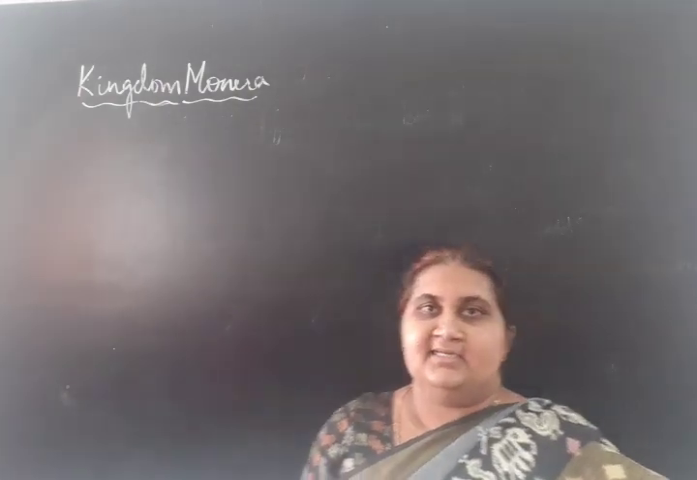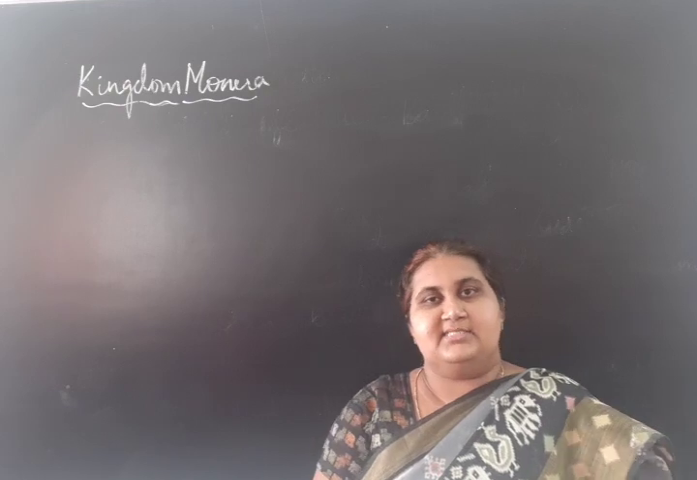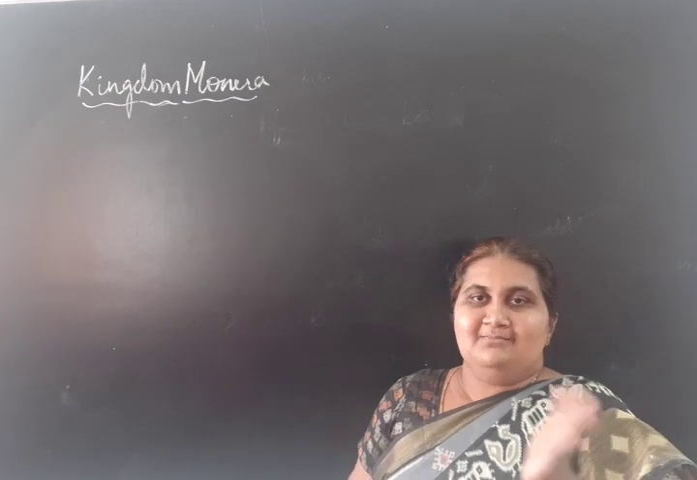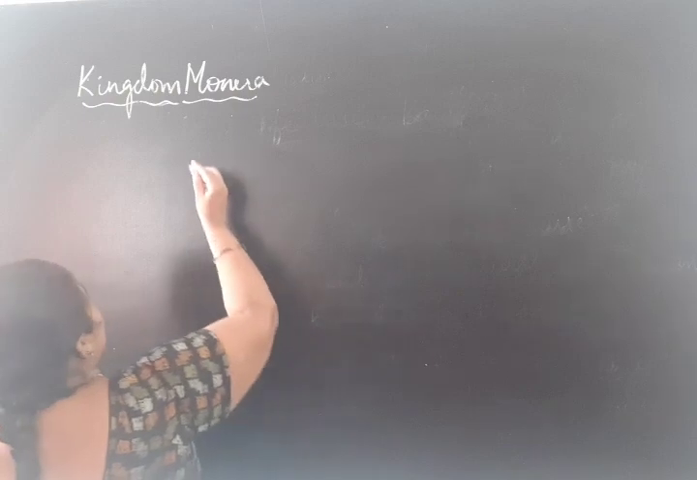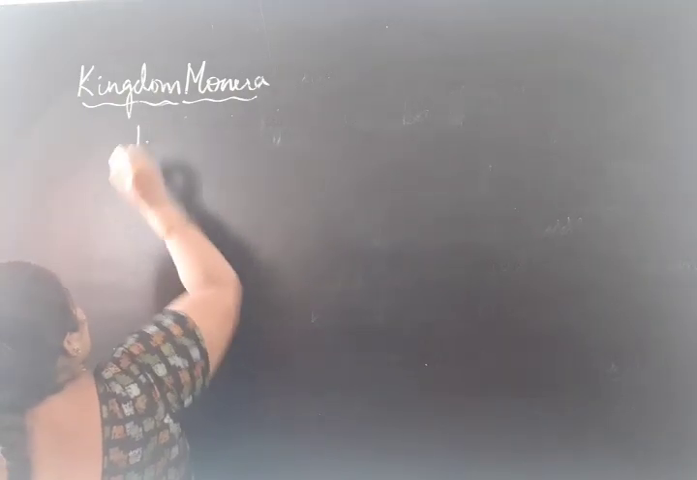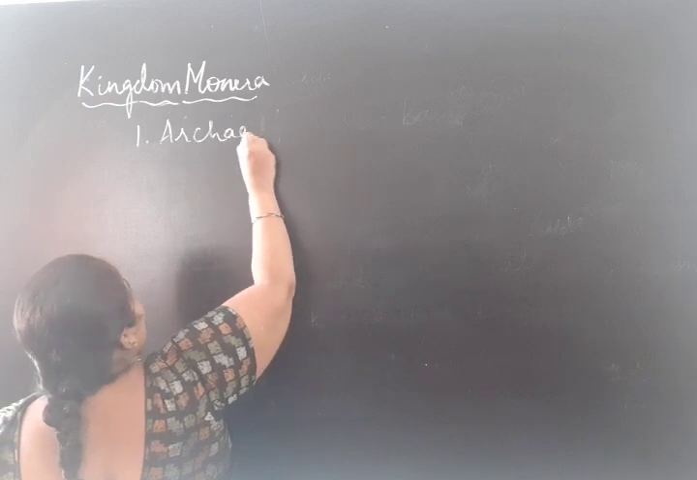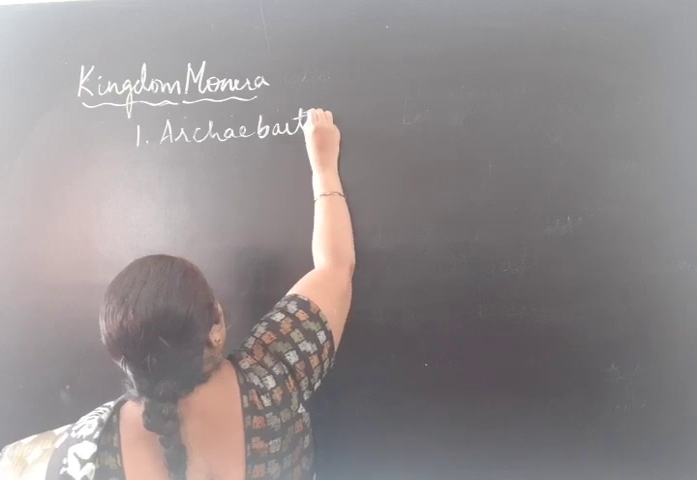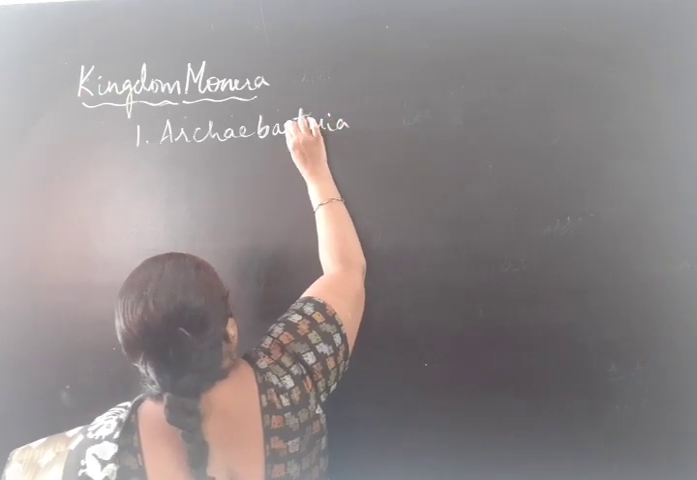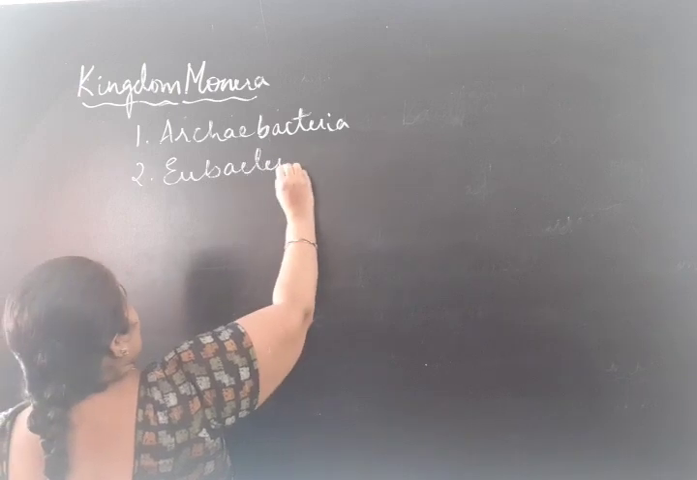Here you have studied in the last chapter, Living World, the taxonomic hierarchy. When we go in descending order from highest to lowest, first is kingdom, next comes phylum or division. Kingdom Monera is divided into two divisions: Archaebacteria and Eubacteria.